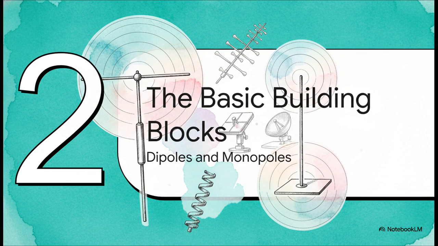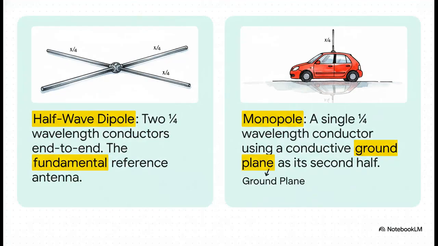Okay, so with that principle of resonance in our back pocket, we can look at the two most fundamental designs in the entire RF world, the dipole and the monopole. Pretty much every complex antenna you'll ever see is derived from these two basic concepts in some way. So you've got the half-wave dipole. It's the absolute classic, just two quarter-wavelength pieces of wire fed right in the middle. But the monopole, on the other hand, is kind of like half a dipole.